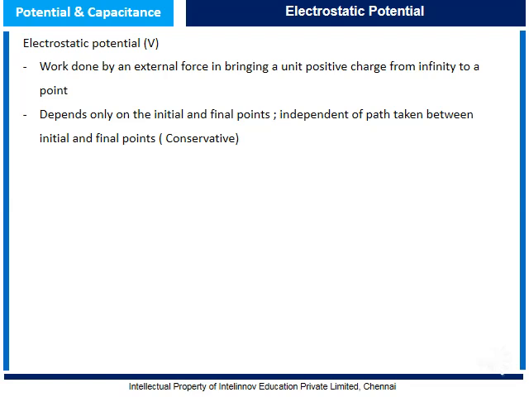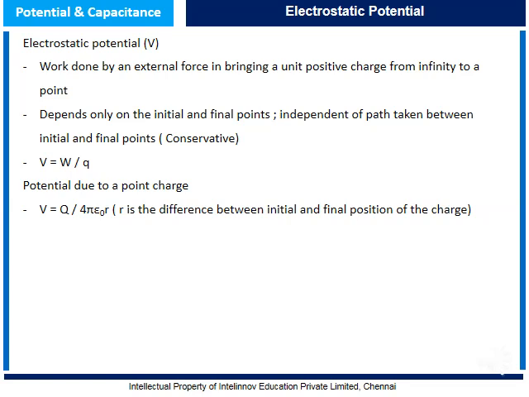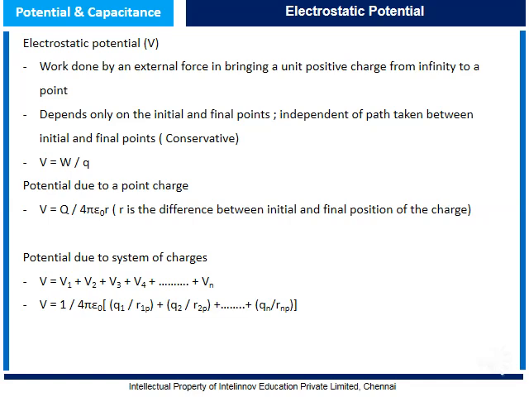Electrostatic potential can be expressed as the fraction of work done per unit charge, that is V equal to W by Q. Electrostatic potential, or potential in short, due to a point charge is given by V is equal to Q by 4 pi epsilon naught R, where R is the distance between the charge and the point. For a system of charges, that is a system with multiple charges, electrostatic potential is the summation of the potentials of individual charges. The relevant equations are as mentioned here.